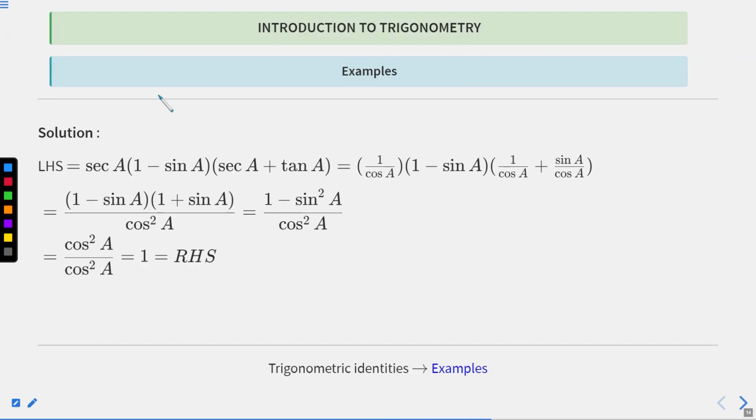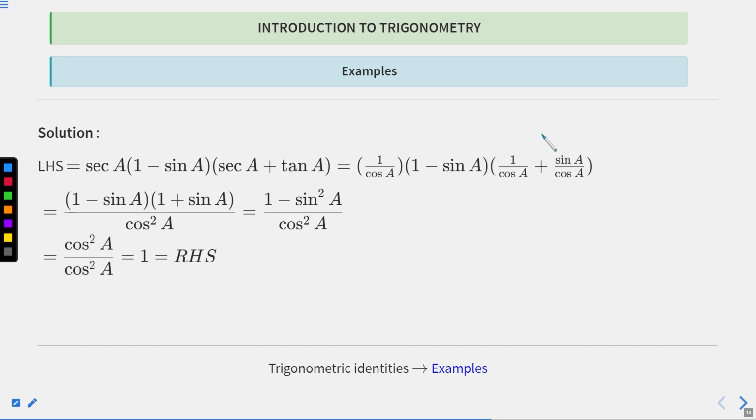Here in the left hand side we have sec a times 1 minus sin a into sec a plus tan a. Here sec a is the reciprocal of cos a, so sec a is equal to 1 by cos a, and tan a is equal to sin a by cos a. If we put sec a is equal to 1 by cos a and tan a is equal to sin a by cos a, then we'll get this is equal to 1 by cos a times 1 minus sin a times 1 by cos a plus sin a divided by cos a.